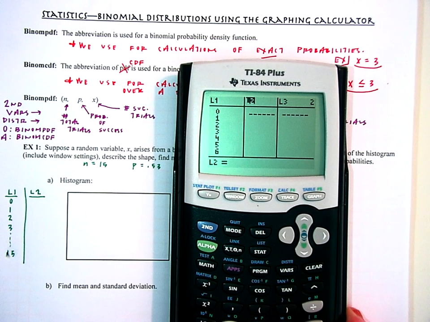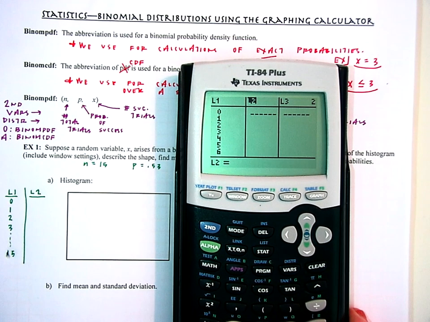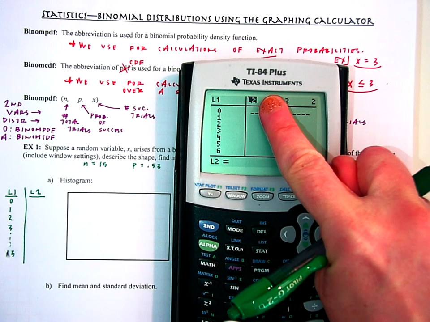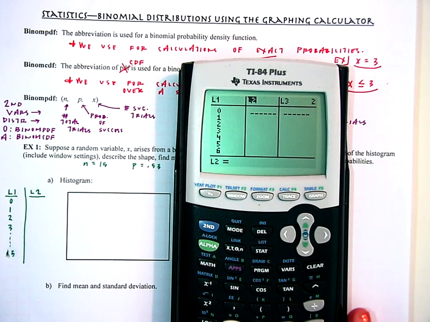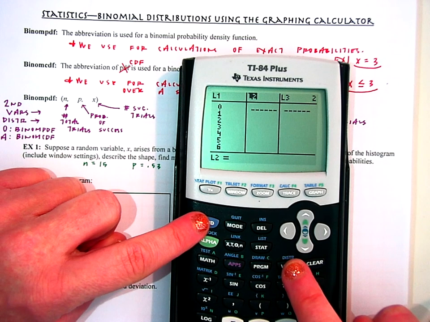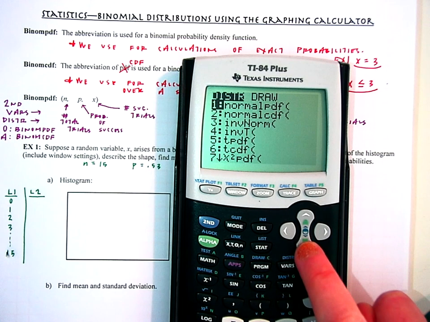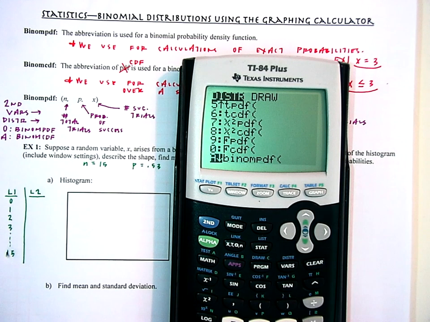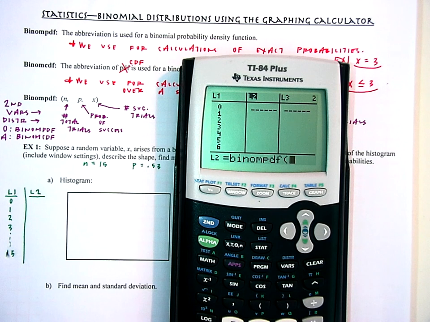Now up in the L2, this is going to be the first time that we use the Binomial PDF function. So up here in the L2, I have it highlighted, and now I want to do second vars. Second vars right here will take me to my distributions. I'm going to scroll down for my Binomial PDF right there. And then I'm going to type in the n value of 15, comma. I'm going to type in the probability of success, the 0.53, comma.